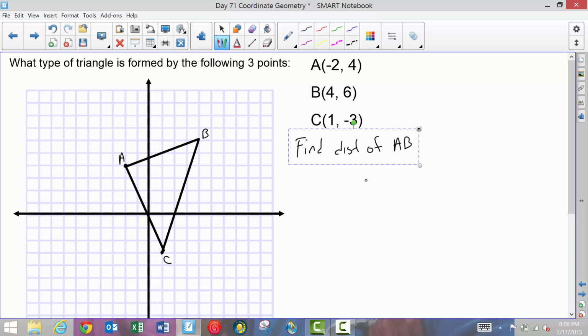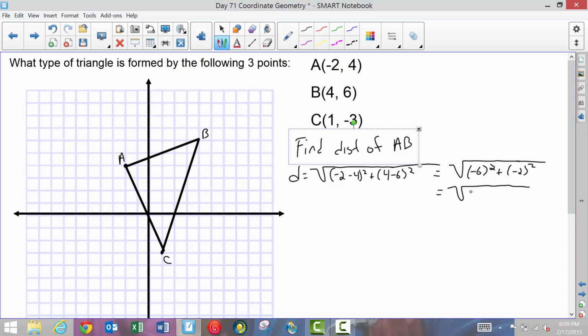AB. So distance of AB is the square root of, I take the difference of my x values, so I have -2 minus 4 squared plus the difference of my y values. My y values of the coordinates A and B are 4 minus 6 squared, which gives us the square root of -2 minus 4 is -6 squared plus 4 minus 6 is -2 squared. So now I square, negative becomes positive, so this is 36 plus 4, and this is square root 40. So that's the distance of AB.